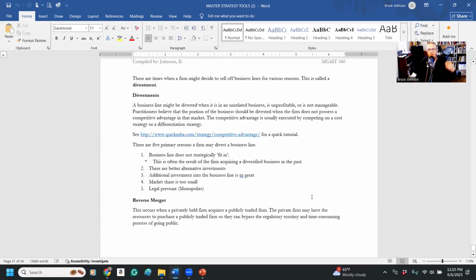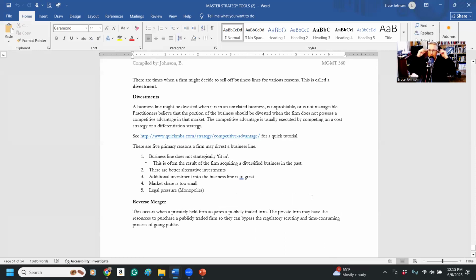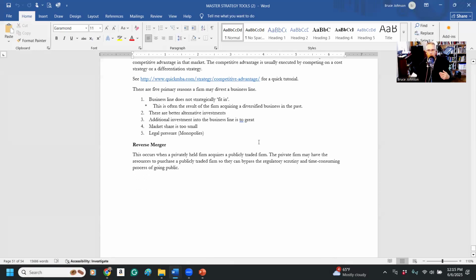Real quick, when a business sells off, I think I talked about this in one of the other videos, it's not uncommon for a company, instead of just letting a product line go by the wayside, if they still have customers and there's still value in it, to divest that business and sell it either to somebody else or to try to get the employees in that department to buy it outright and have some sort of partnership to buy that business line. Then we also have something called a reverse merger.